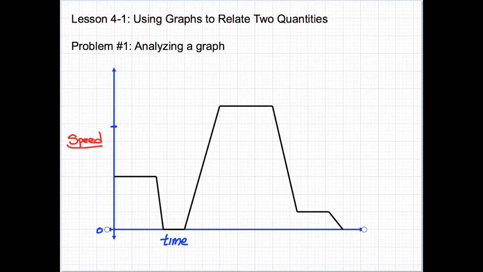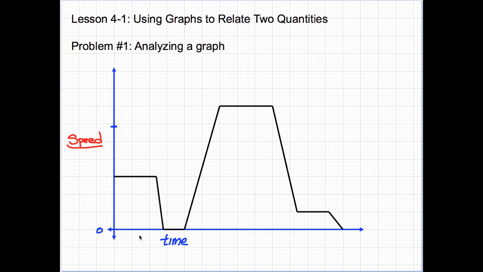I'd like to show one more example of analyzing a graph. This illustrates why we need to look at the units on the graph very carefully. So on this graph, we notice that the graph is a time versus speed, not time versus distance.